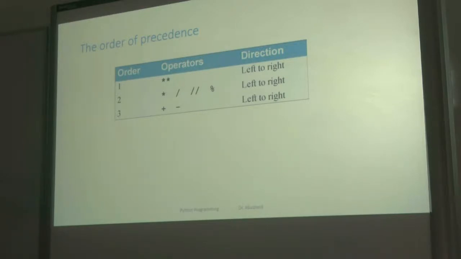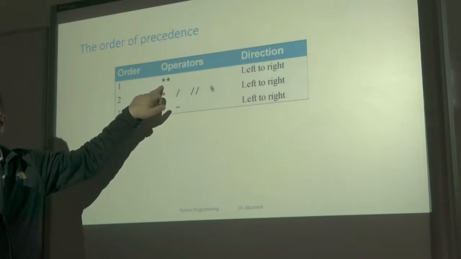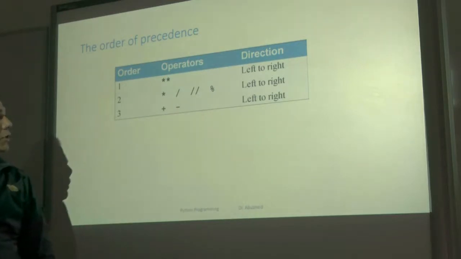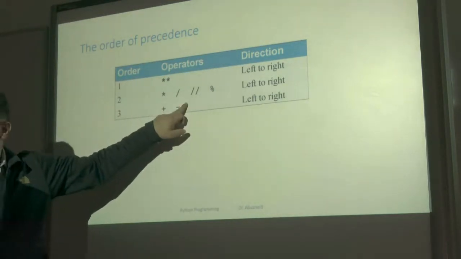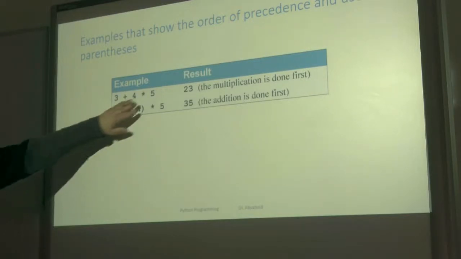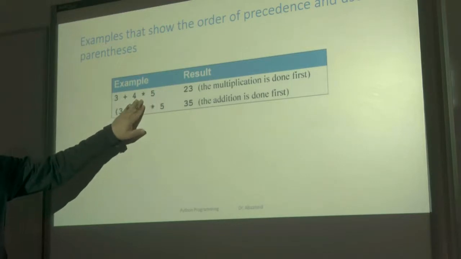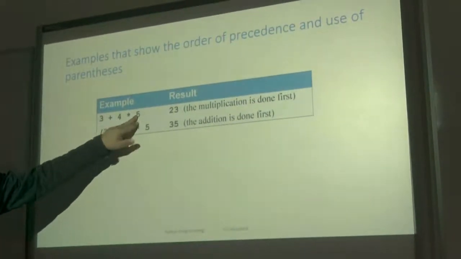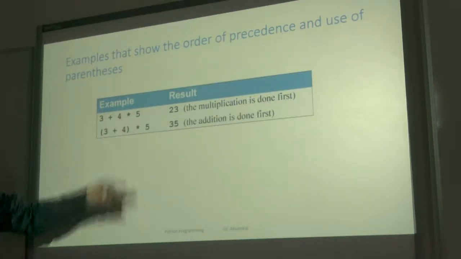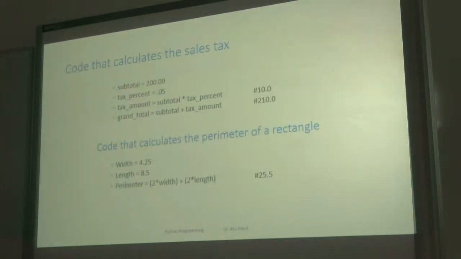Here the order of precedence, like any other language, you don't have to go over. First we start with exponentiation, then multiplication, division, modulo, integer division, and after that addition and subtraction. This is something you should know. For example, in here, which one goes first? 4 times 5, and then the addition. But in here, which one goes first? The parentheses, because of the parentheses.